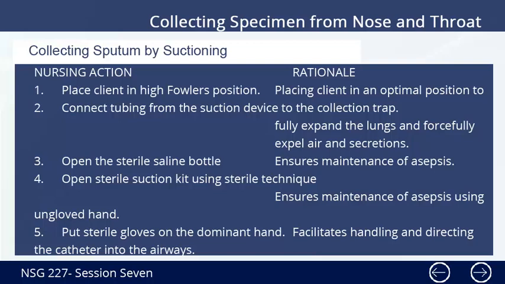3. Open the sterile saline bottle. Ensures maintenance of asepsis. 4. Open sterile suction kit using sterile technique. Ensures maintenance of asepsis using ungloved hand. 5. Put sterile gloves on the dominant hand. Facilitates handling and directing the catheter into the airways.